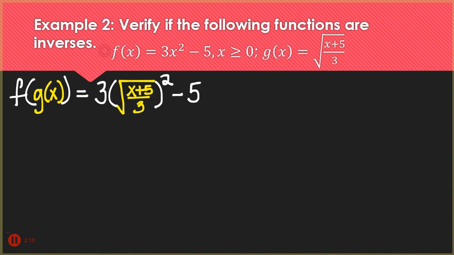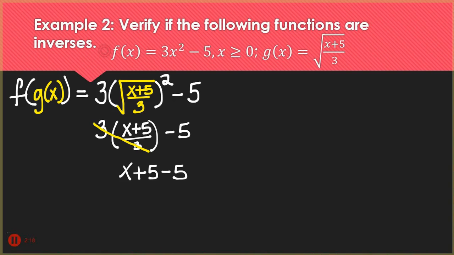And now let's simplify it. First, we have a square root and an exponent of 2, and they're inverses of each other, so they cancel out. So that means I have 3 times (x plus 5) over 3 minus 5. Secondly, I'm multiplying by 3, but also dividing by 3. That's inverse, so that's going to cancel. And that's going to leave me with x plus 5 minus 5. Lastly, positive 5 and negative 5 are opposites, so I have x.